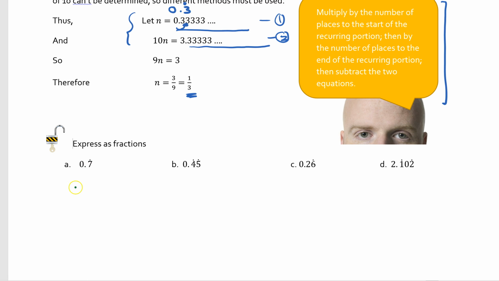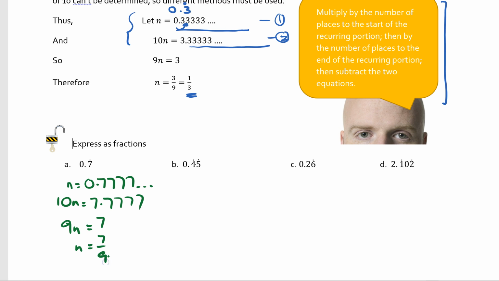So if we have 0.7 repeater, then our recurring portion is right at the start. So let n equal 0.777 going on and on. If we multiply it by 10, that will take us to the end of the recurring portion, so 7.777. Take the first from the second line, so that gives us 9n equals 7, so n equals 7/9 as the exact fraction representing that decimal.